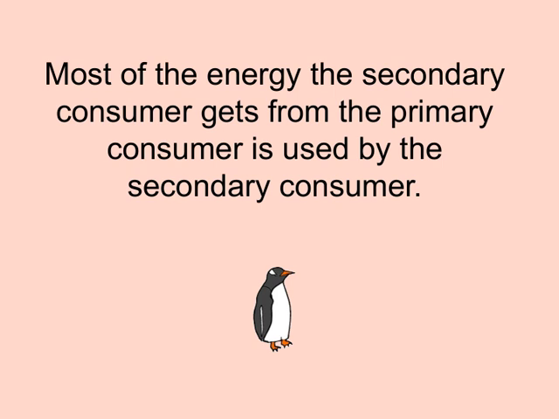It's important to understand that energy transfer between levels isn't very efficient. This is a key reason why there are fewer secondary consumers than primary consumers, and even fewer tertiary consumers. It all ties back to the overall theme of energy flow in ecosystems, showing us how energy diminishes as it moves through the food chain.